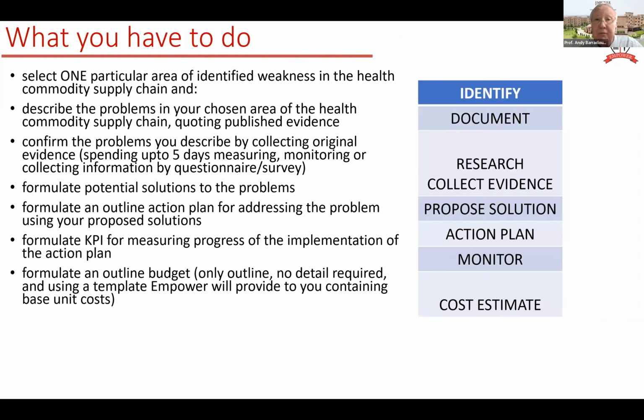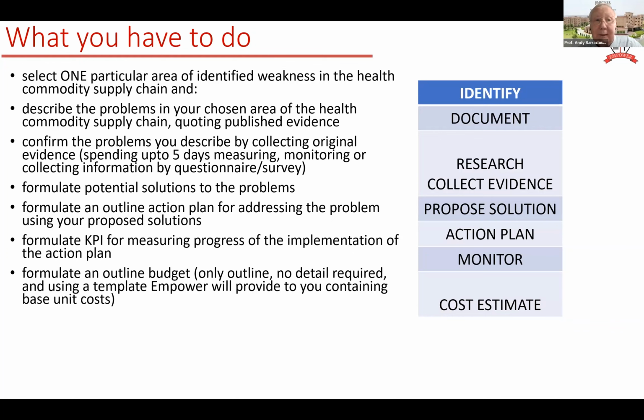What have you got to do first? Select one particular area of identified weakness. You might choose expiry rates. We have a high rate of expiry. It's okay. That's your identified rate.